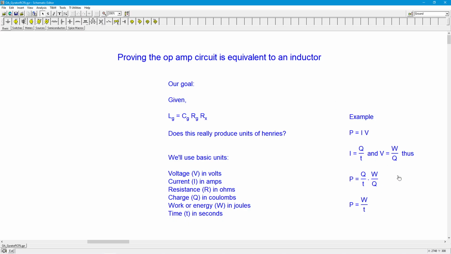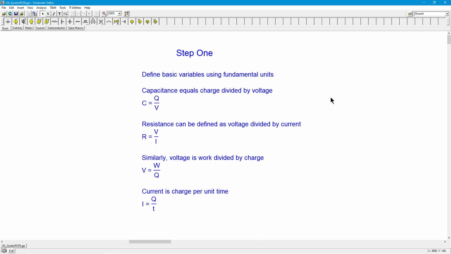This is the approach that we're going to take. It's going to take a little bit more work than this, but we're going to do the same sort of thing. So let's look at our level one, let's call it. Capacitance, resistance, voltage, current. Capacitance is defined as the charge per unit voltage. So a coulomb per volt would give us a farad.